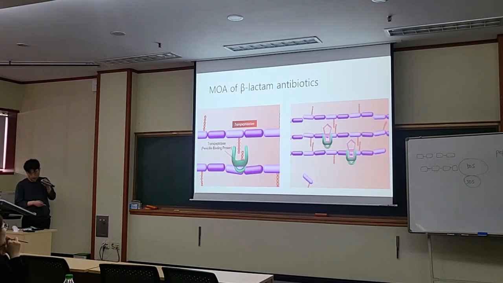And this is the picture of how penicillin inhibits the transpeptidase. In the picture, you can see transpeptidase, which helps peptide cross-linking, and when the beta-lactam ring comes over to penicillin, they form a covalent bond and prevent the cross-linking.